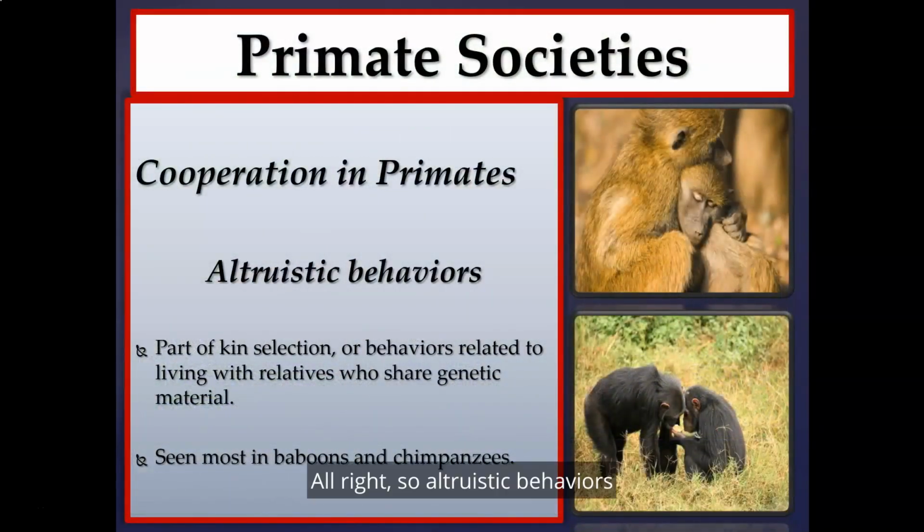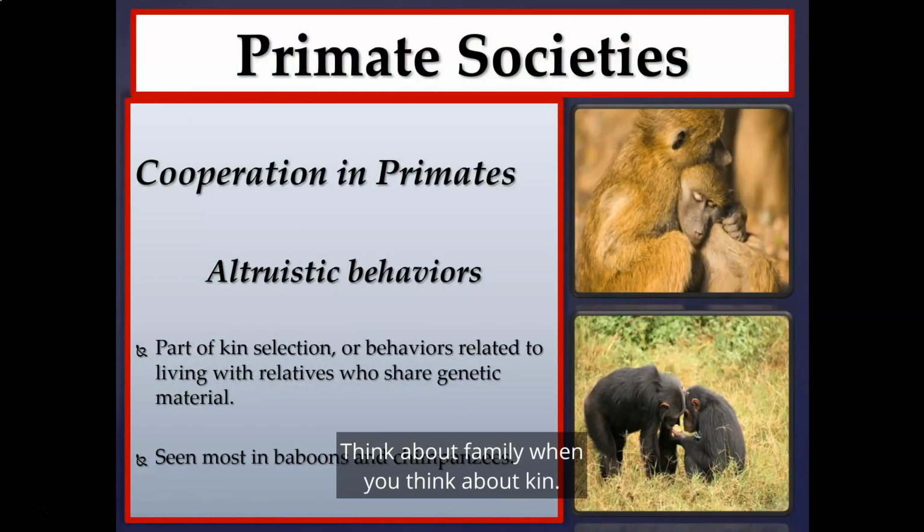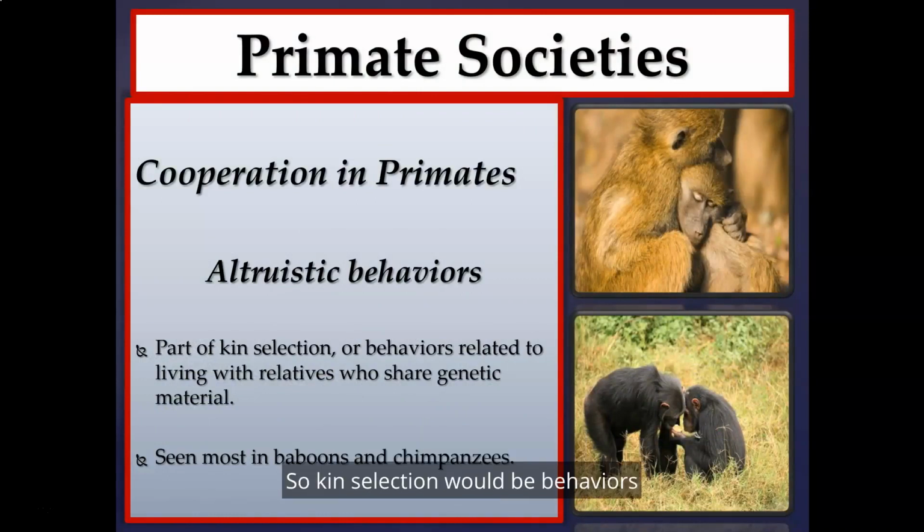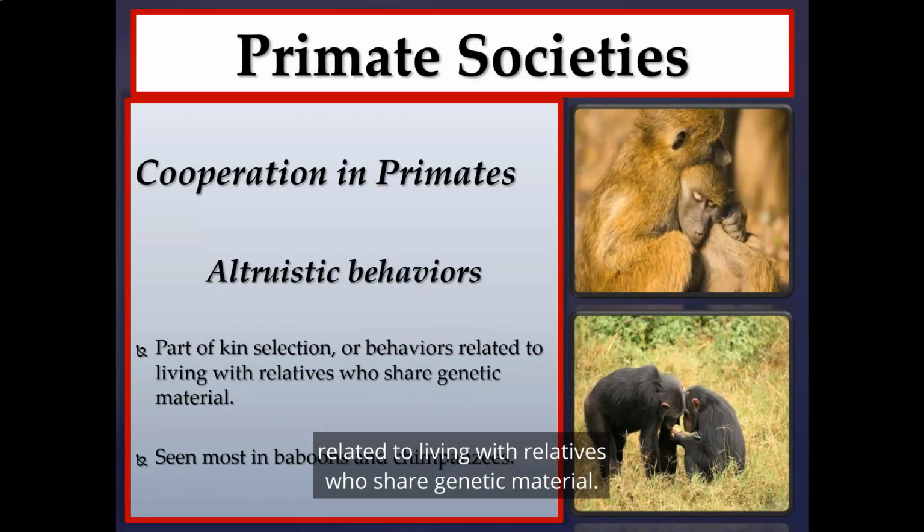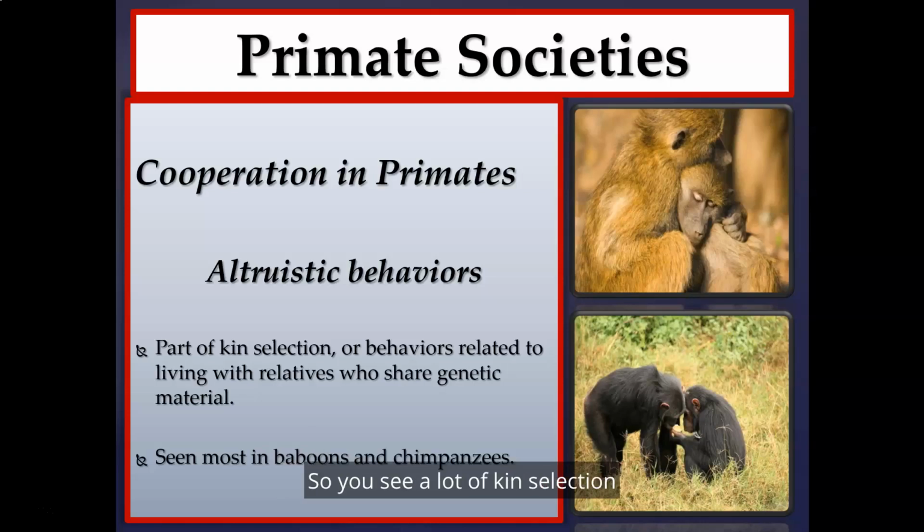All right, so altruistic behaviors are believed to be part of kin selection. Kin, think about family when you think about kin. So kin selection would be behaviors related to living with relatives who share genetic material. You see a lot of kin selection in baboons and chimpanzees, and of course in humans.